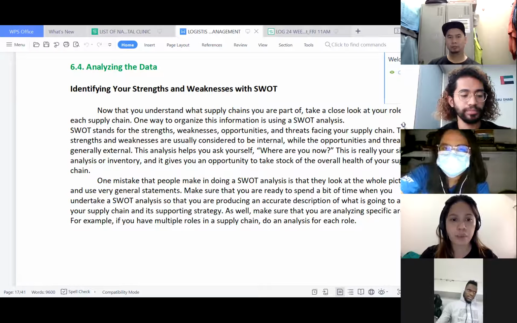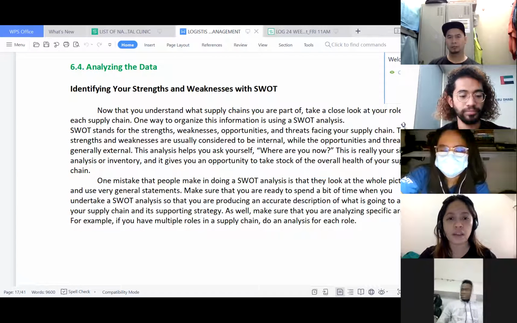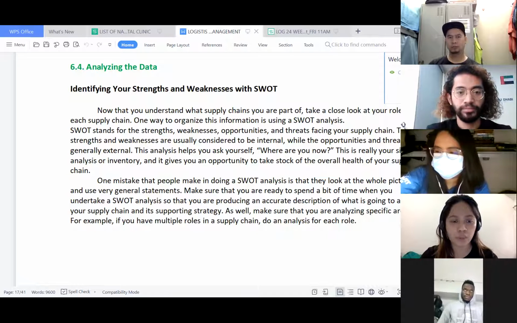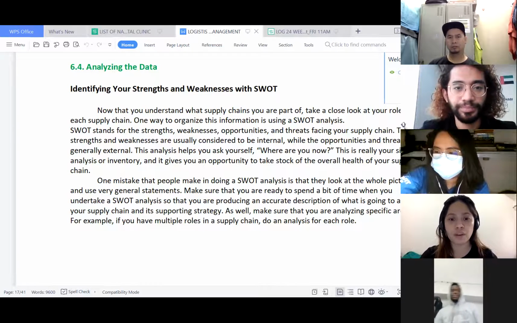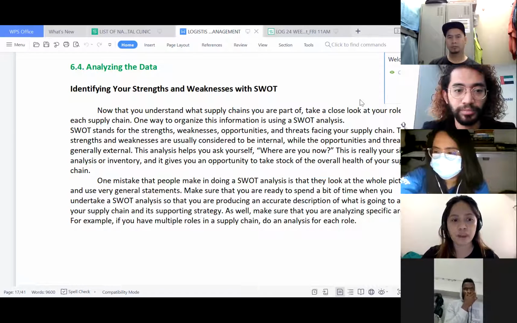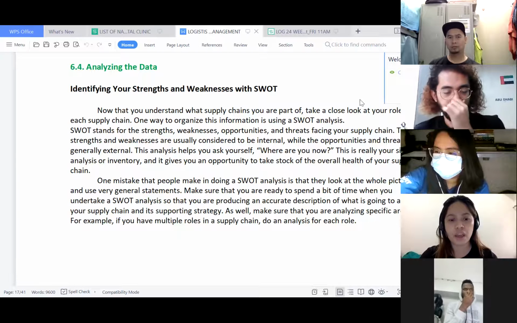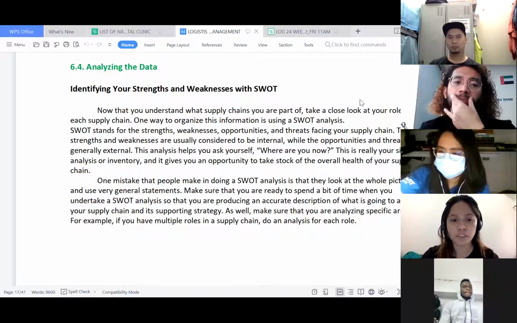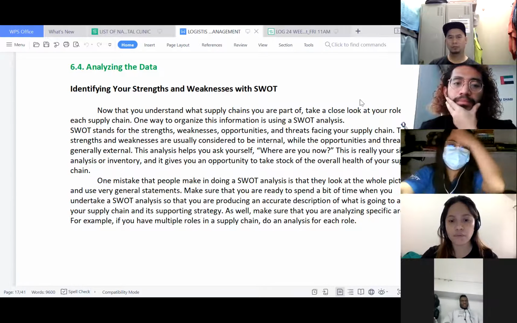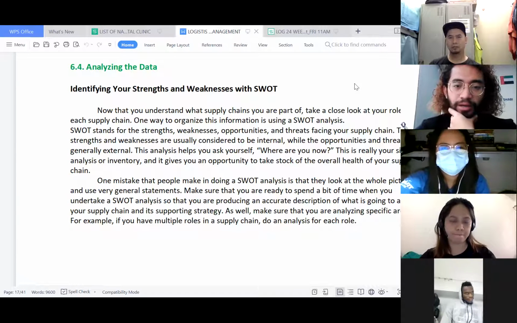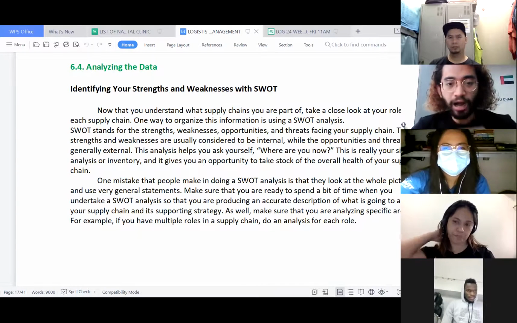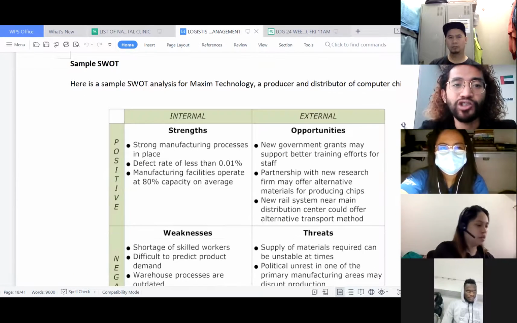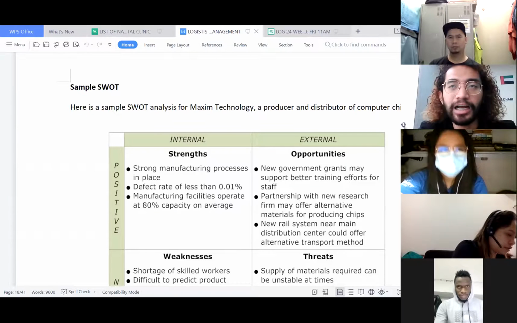One mistake that people make in doing a SWOT analysis is that they look at the whole picture and usually make very general statements. Make sure that you are ready to spend a bit of your time when you undertake a SWOT analysis so that you are producing an accurate description of what is going to affect your supply chain and its supporting strategy. Make sure that you are analyzing specific areas. For example, if you have multiple roles in the supply chain, do an analysis for each role. Okay. Remember, SWOT is also an essential strategy to identify in your marketing.